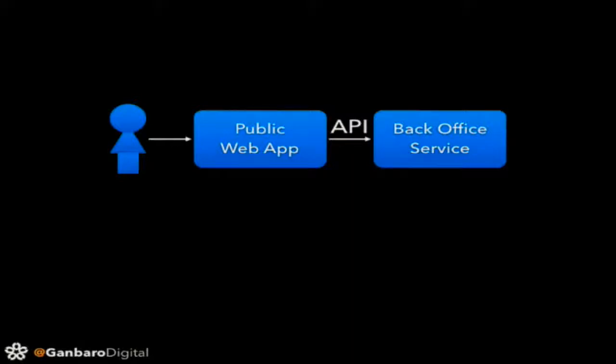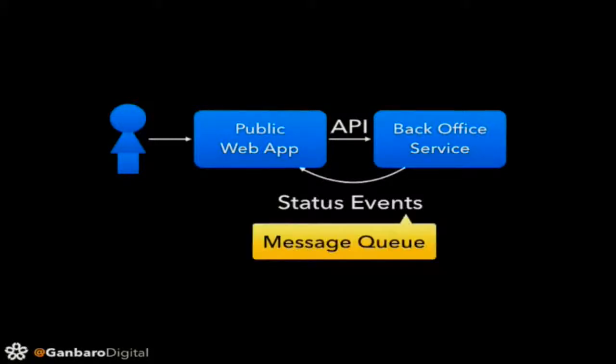Now, more and more, we need our back office services to tell the public web app asynchronously about things that have happened. My use case for this was a payment system handling millions of pounds of payments a year. And we needed to tell the web server, the public app that was using our payment service, when things had happened at the bank. Now, because they're asynchronous, a message queue is a great solution for this. Other options are available, but message queues are a great solution for this.